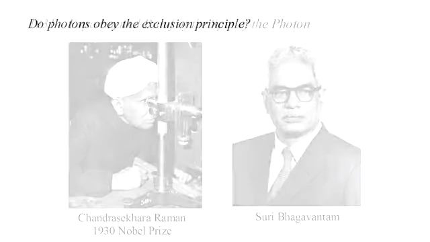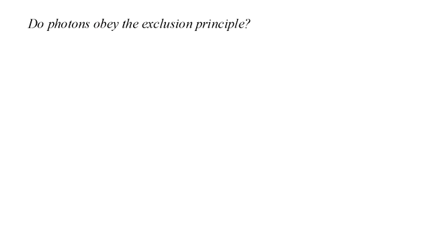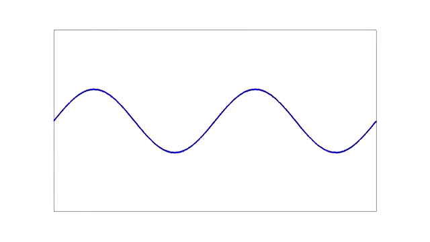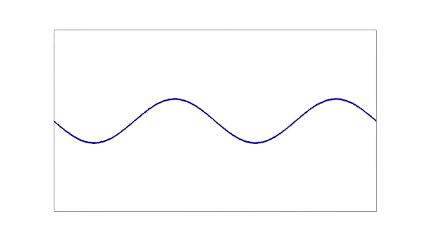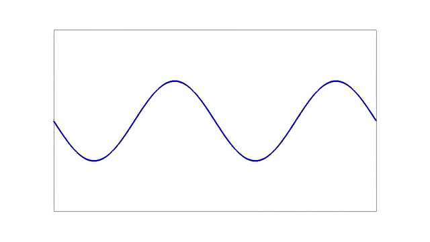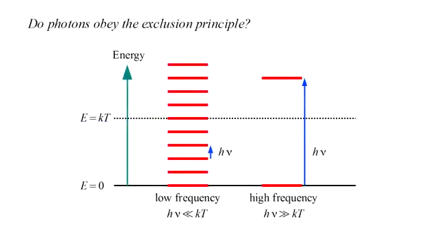Photons, like electrons, have spin. Do they also obey the exclusion principle? In video 1, we talked about the modes of an electromagnetic field inside a box. These modes are photon quantum states, and they can contain an arbitrary number of energy quanta, that is, any number of photons. There is no exclusion principle for photons.